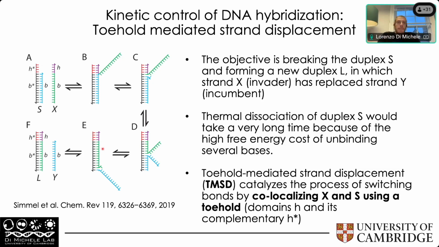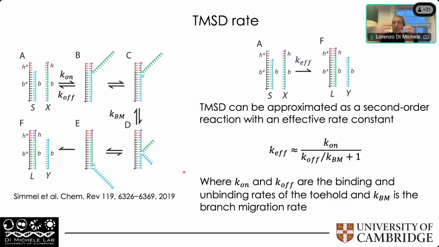So that's the trick. You can look at this in a slightly more quantitative way. Again, we won't go into detail here, but you can define an effective rate of strand displacement that tells you basically how long it takes to go from your initial state to your final state without considering all of the individual steps. And this effective rate of strand displacement, you can write it down in terms of the free energy contributions of the various steps.